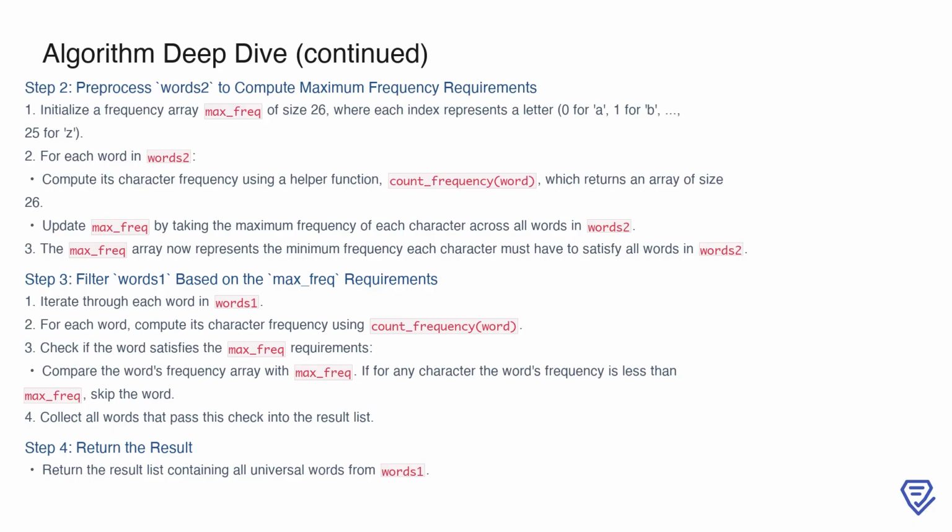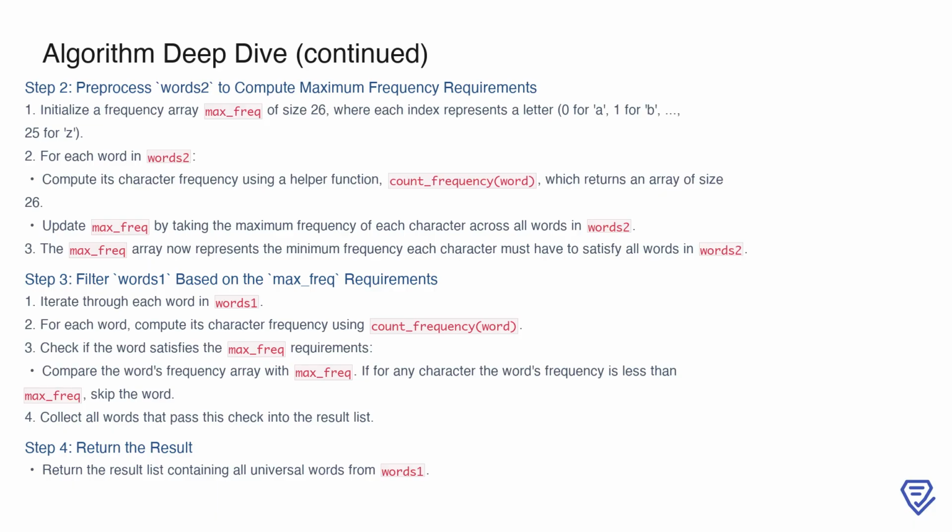Then, for every word in words 2, we calculate its character frequency using a helper function called count_frequency. This function generates an array of size 26, where each index corresponds to a character's frequency. We then update the max_frequency array by taking the maximum frequency of each character across all words in words 2. This way, the max_frequency array becomes a consolidated requirement that every word in words 1 must meet to be considered universal.